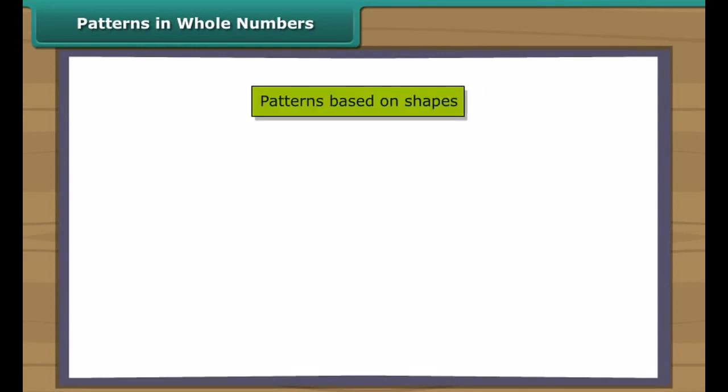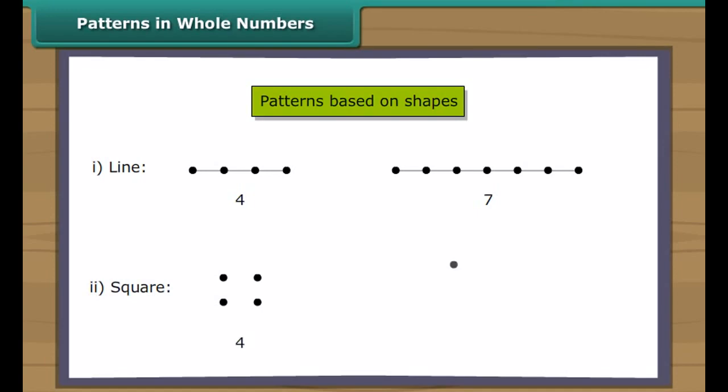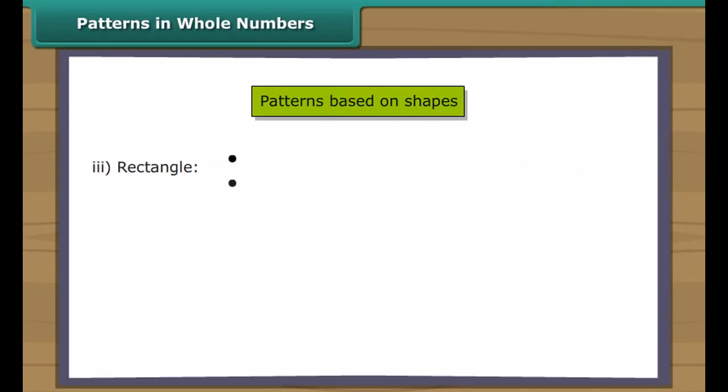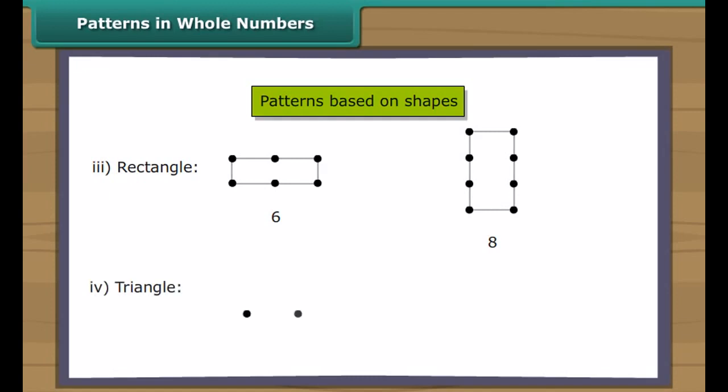Patterns in whole numbers. Numbers can be arranged in some elementary shapes using dots. The shape could be a line, square, rectangle, triangle. Every number can be arranged as a line. Some numbers can be arranged as squares. Some numbers can be arranged as rectangles. Rectangles can be a horizontal arrangement or a vertical arrangement. Some numbers can be arranged as a triangle.